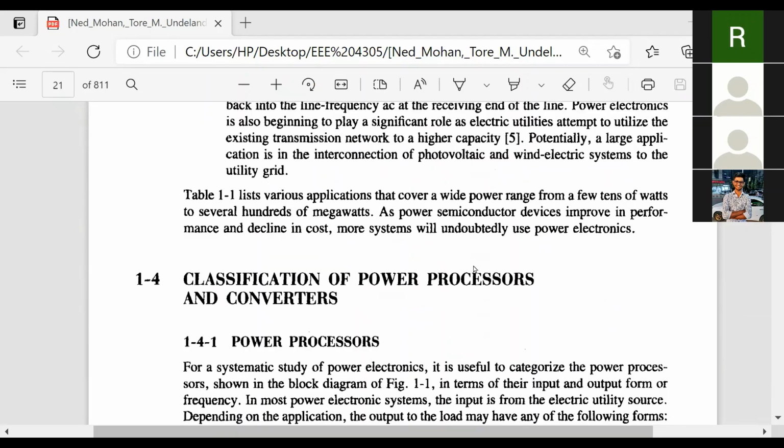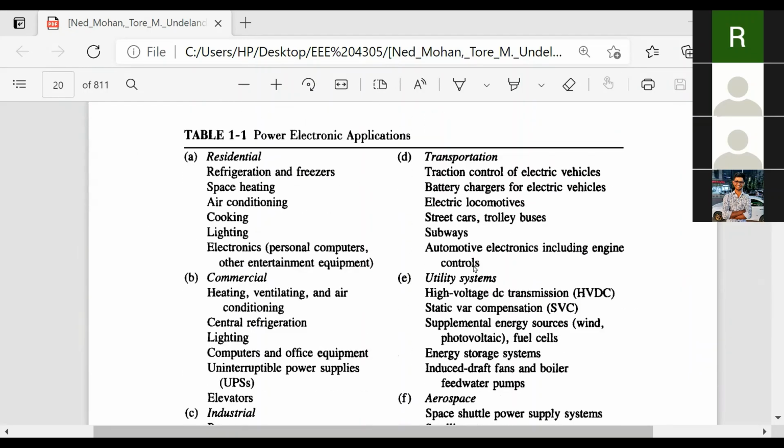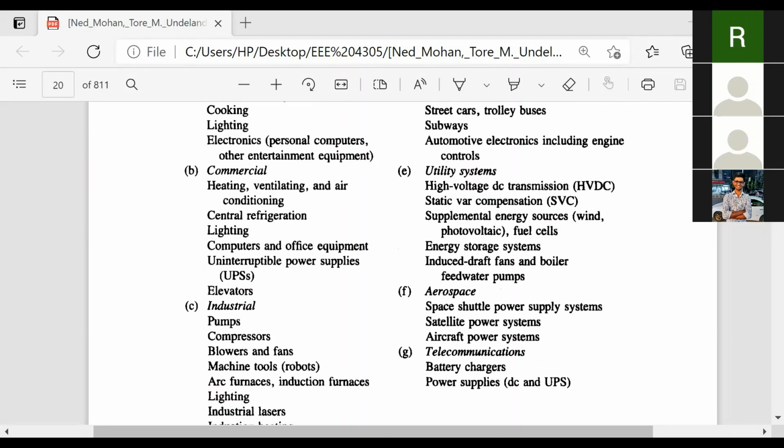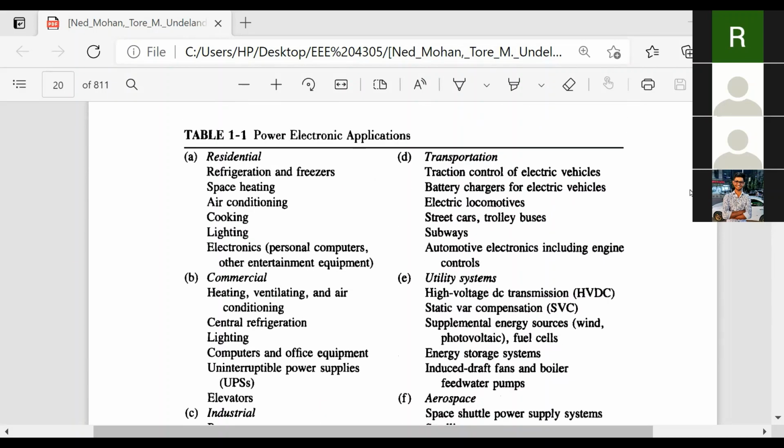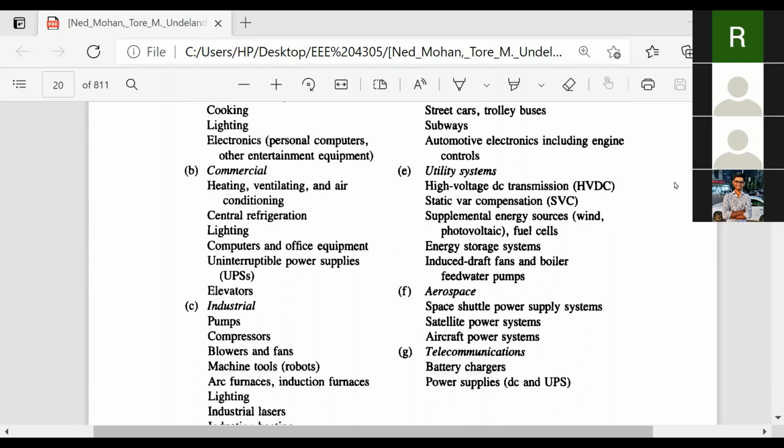But here, look here, they mentioned residential, refrigeration, freezer, space heating, air conditioning, cooking, lighting, commercial, industrial, all these things. And also if you look at the Rashid books, they have given at least 500 applications, mentioning each particular one. You want me to show it or you would see it?